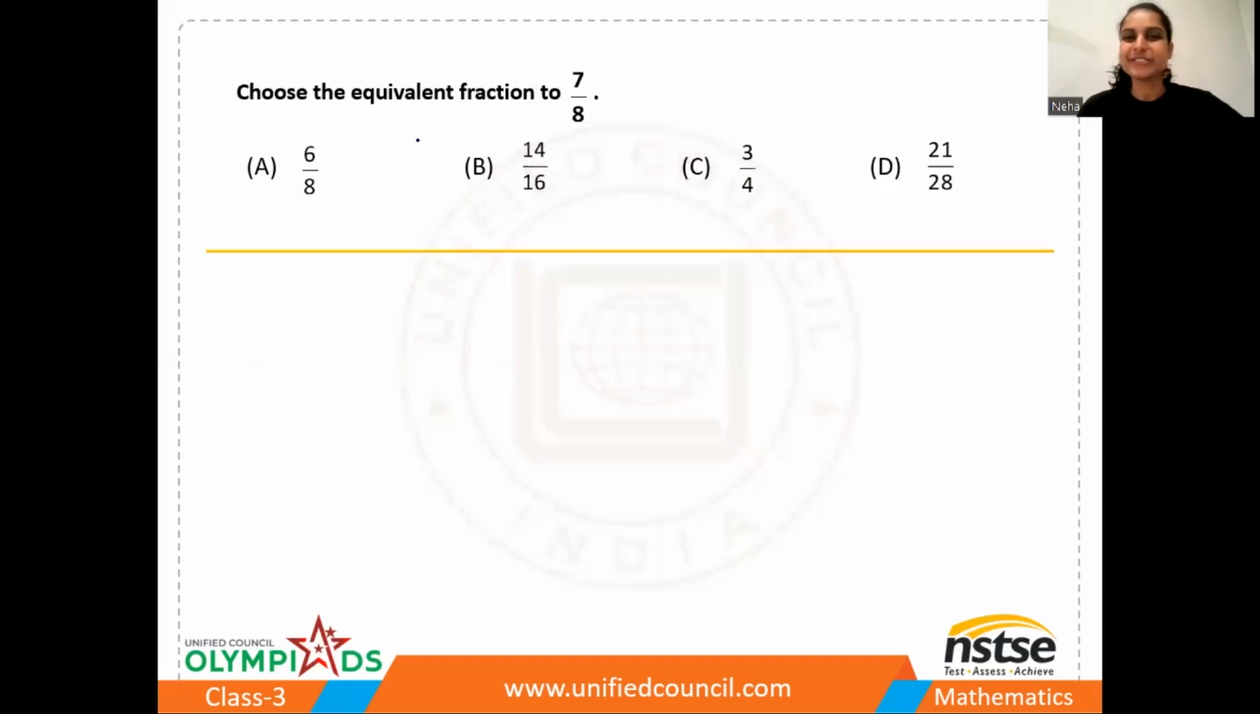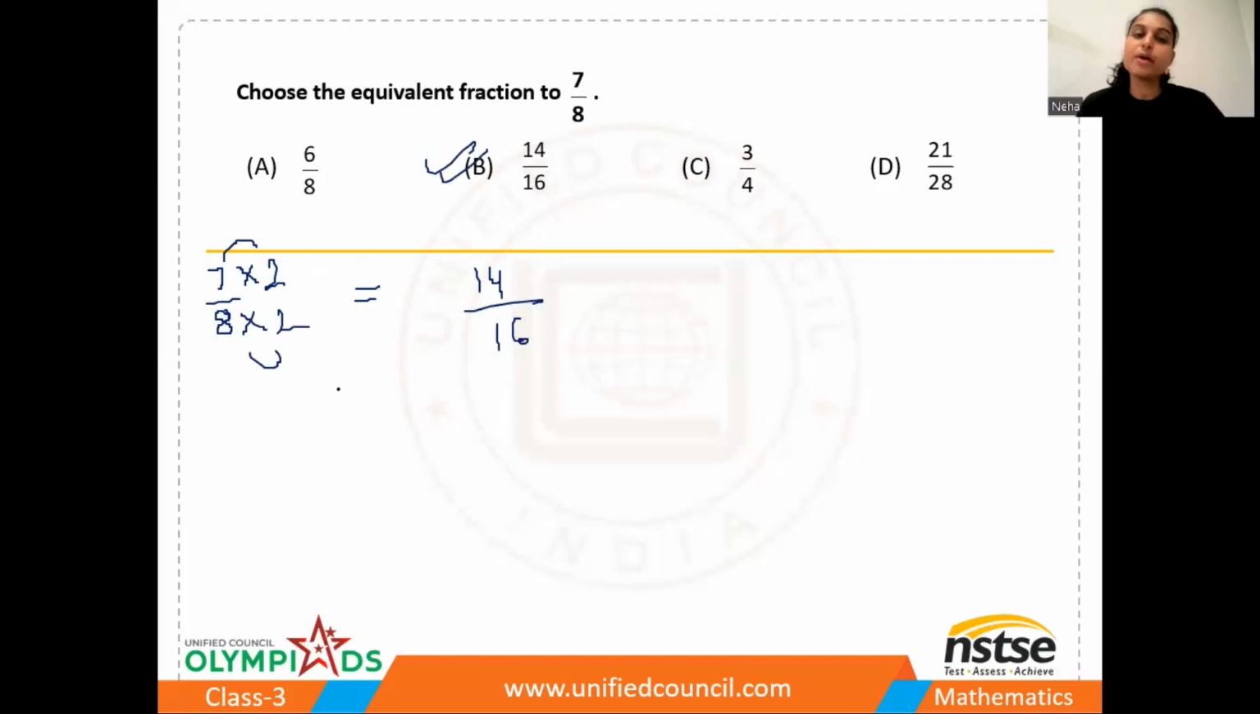This is the second question, students, and it says: choose the equivalent fraction to 7/8. So we have to find the equivalent fraction. To find an equivalent fraction, what we generally do is multiply or divide the numerator and the denominator by the same number. If I multiply the numerator and the denominator by 2, 7 becomes 14 and 8 becomes 16. So 14 by 16, yes, I can say 2 is the right answer.